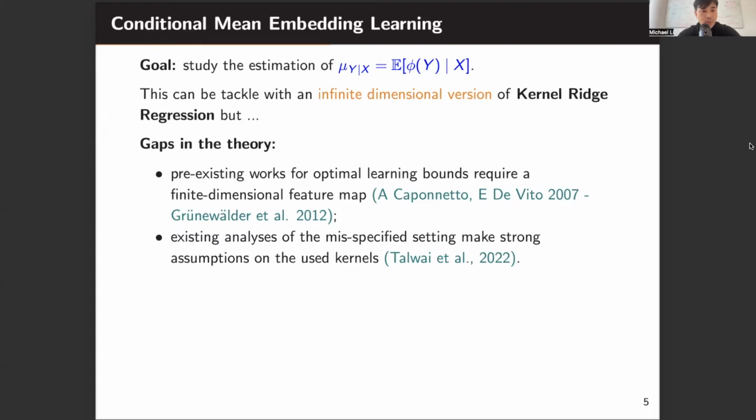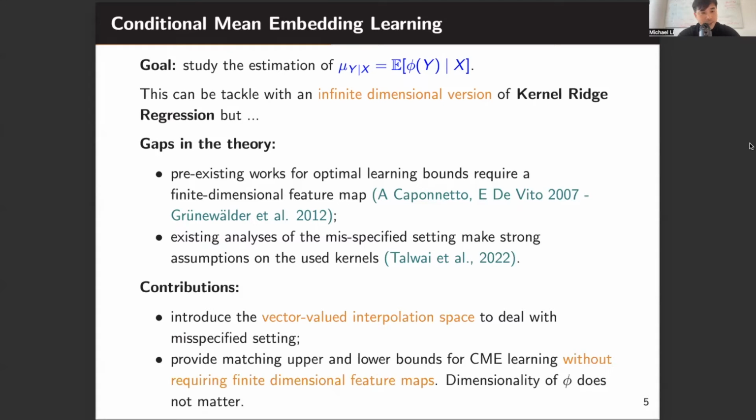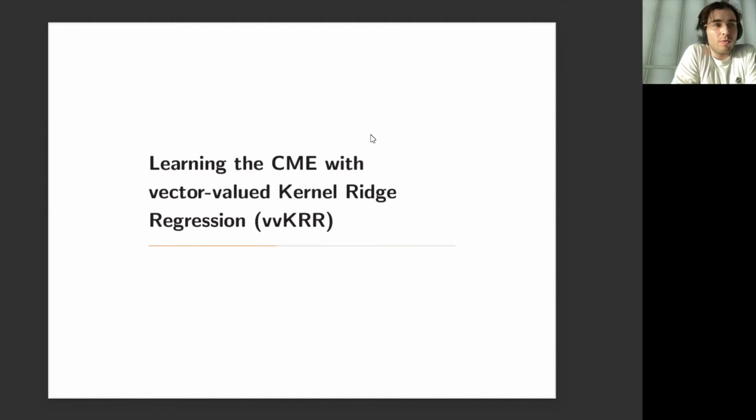Therefore, in our paper, we are aiming to address these problems by making the following contributions. First, we introduce the vector-valued interpolation space to deal with the misspecified setting. Secondly, we provide matching upper and lower bounds for CME learning without requiring finite dimensional feature maps. In other words, the dimensionality of phi does not matter at all in our paper. Following this introduction from Michael, I will now introduce the formal learning setup and show you how you can learn the conditional mean embeddings through a vector-valued version of kernel ridge regression.